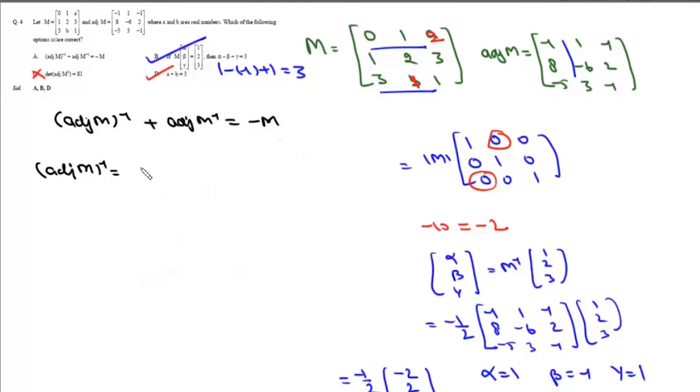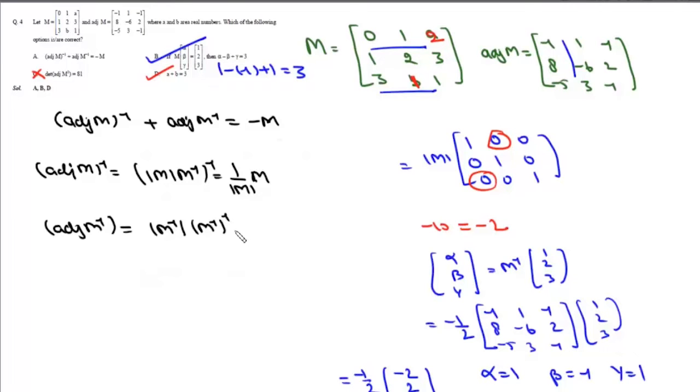Now we know adjoint of M is determinant of M into M inverse, and inverse of that will be 1 upon determinant of M, then inverse of M inverse is nothing but M. And we'll also calculate adjoint of M inverse. Now adjoint of M inverse will be determinant of M inverse into inverse of M inverse, which again will be 1 upon determinant of M into M.